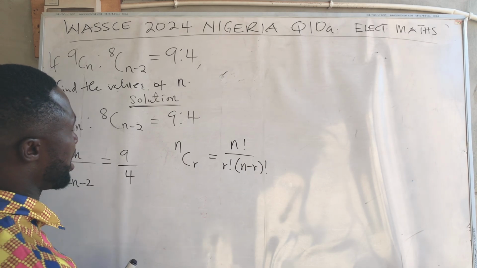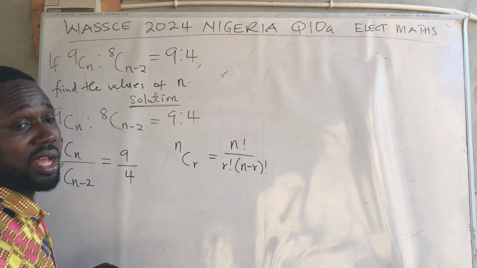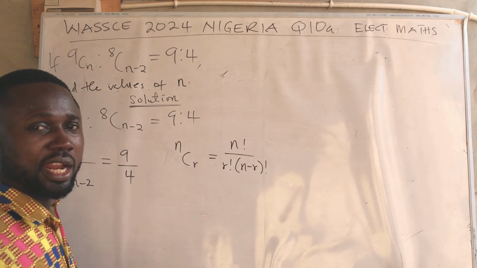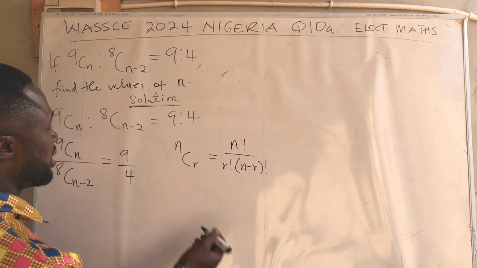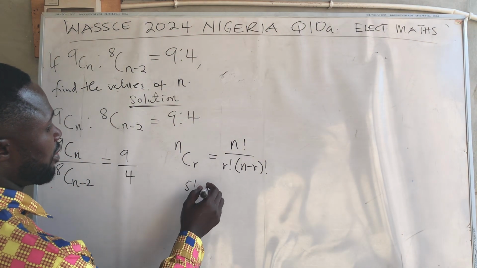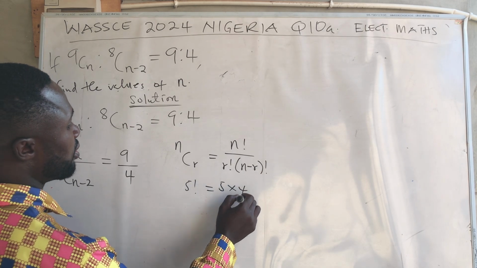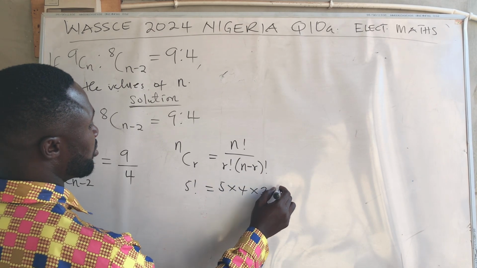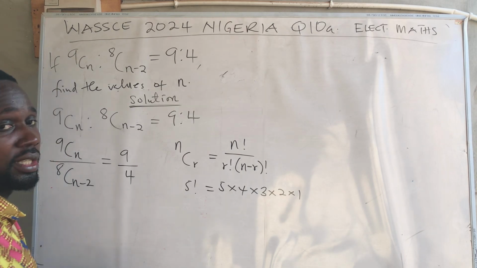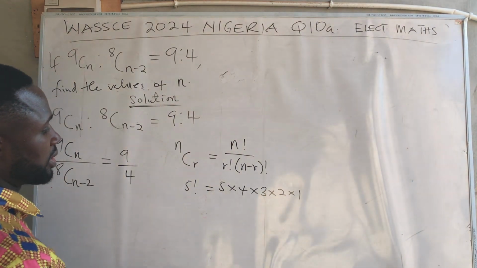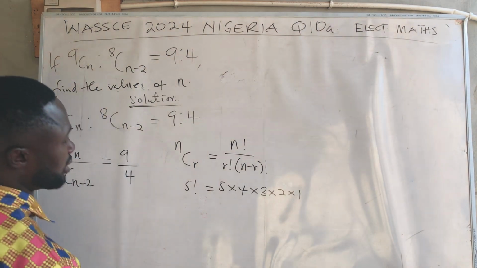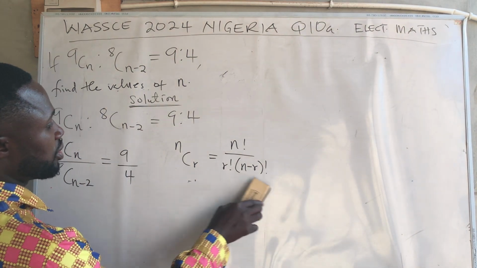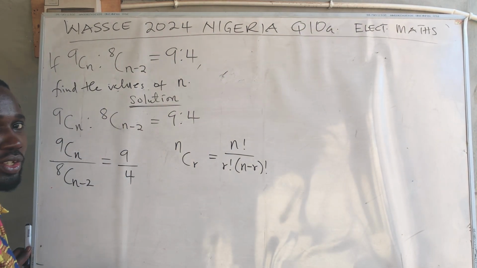And what is the factorial? Factorial is a product of natural numbers or positive numbers less than or equal to that particular number. So let's say if I have 5 factorial, 5 factorial is the same as 5 times 4 times 3 times 2 times 1. Product of positive numbers less than or equal to that particular number. All right, so let's take this approach and then we continue and solve.